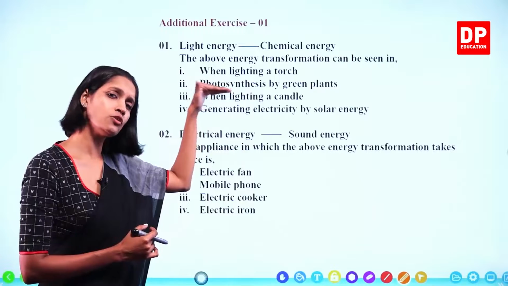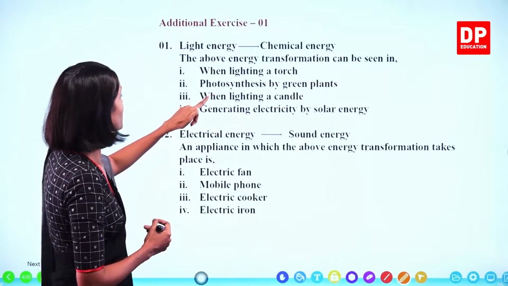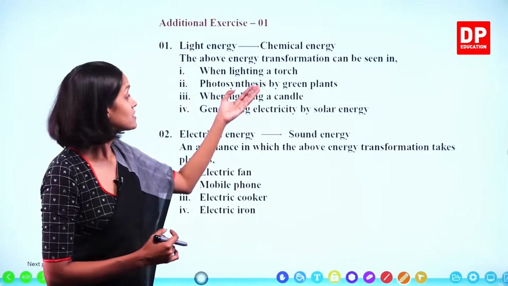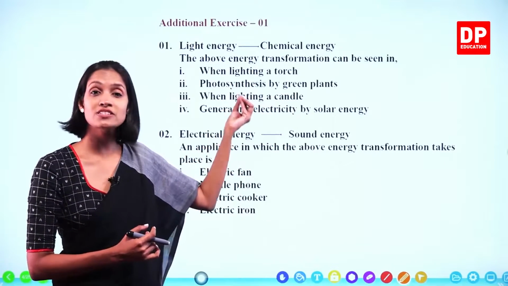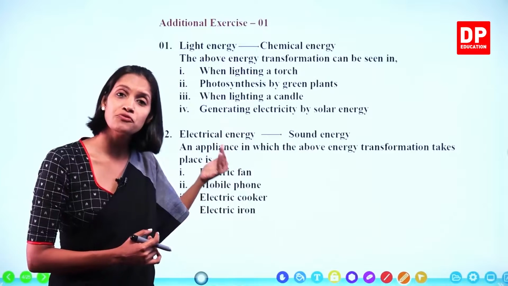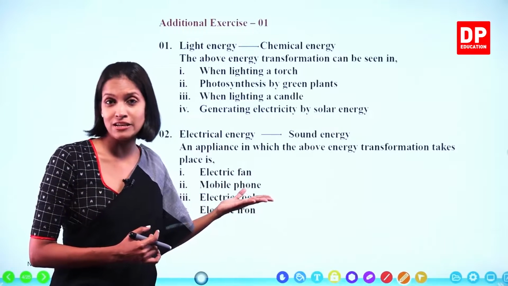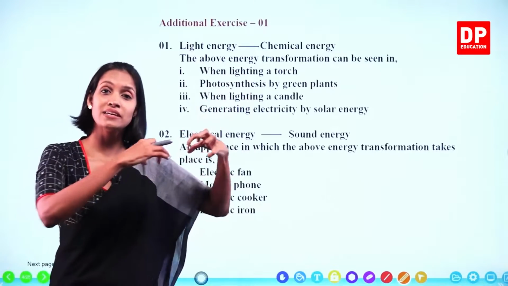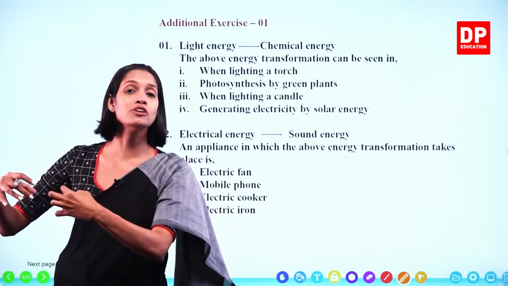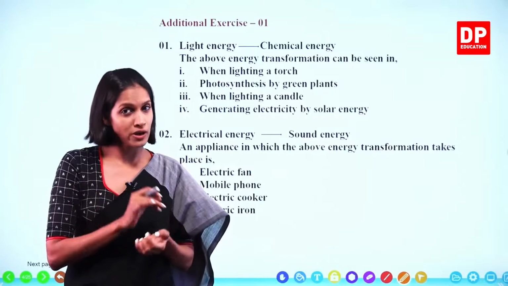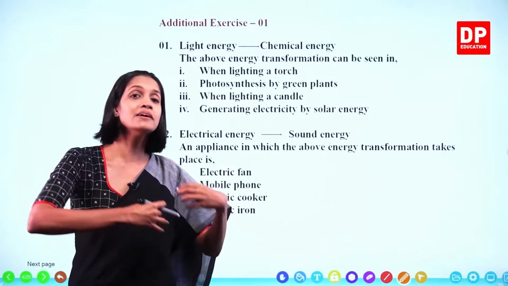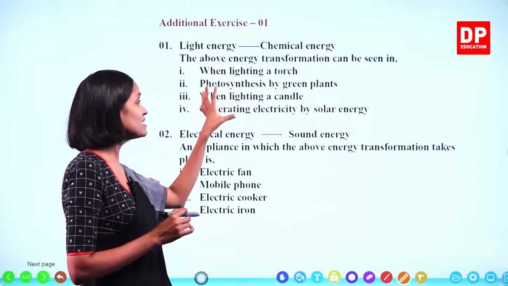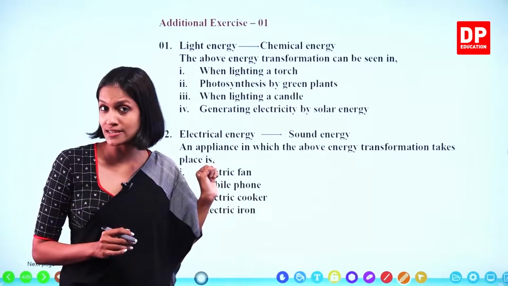But we need to read all 4 answers given, right? When light in a candle, candle is made up of wax. Wax is a type of fuel. All the types of fuel contains chemical energy. So when you light a candle, what happens? That chemical energy is converted to light energy. Because when you light the candle, the wax burns and you can see the light, okay? So therefore, chemical energy is converted to light energy, right?